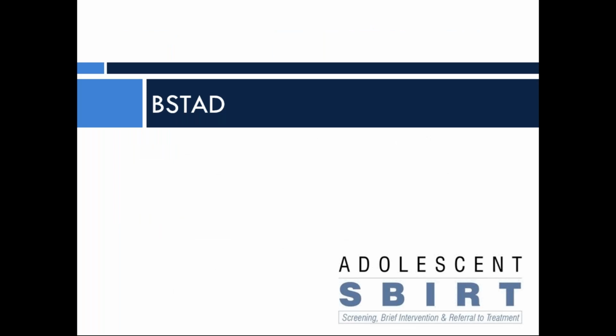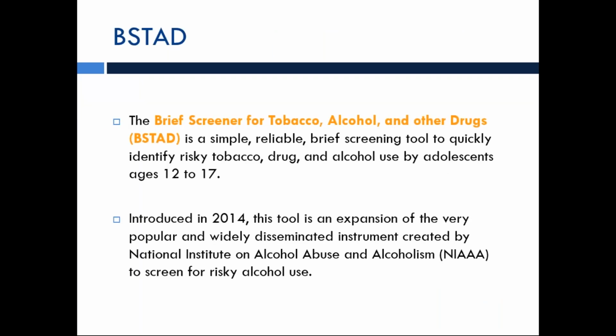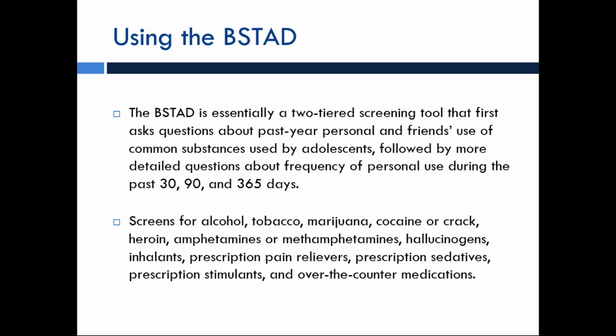And then the third tool to summarize is the BSTAD, and this stands for Brief Screener for Tobacco, Alcohol, and Other Drugs. This is also a relatively simple, straightforward, and psychometrically sound tool. It's a 2-tiered screening tool. The first set of questions asks about the adolescent's past year substance use, and then the second set asks about the friend's substance use.